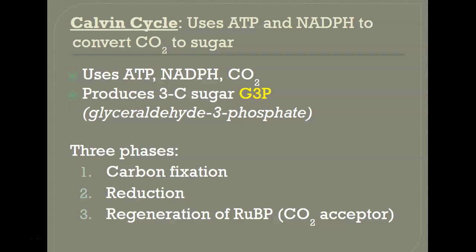And within that, as it's going around, the three key steps are carbon fixation, reduction, and then you need to regenerate something called RuBP, or in this case, you could just call it ribulose bisphosphate, if that's what you would rather call it.